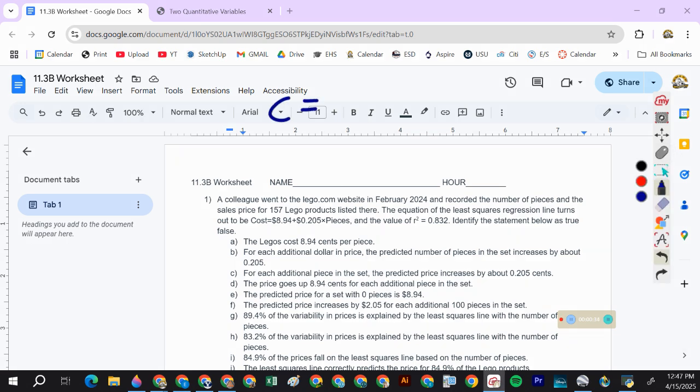C equals 8.94 plus 0.205p. So each one of these questions is just a true or false, and some of them are a little bit tricky. So, A, the Legos cost 8.94 cents a piece.